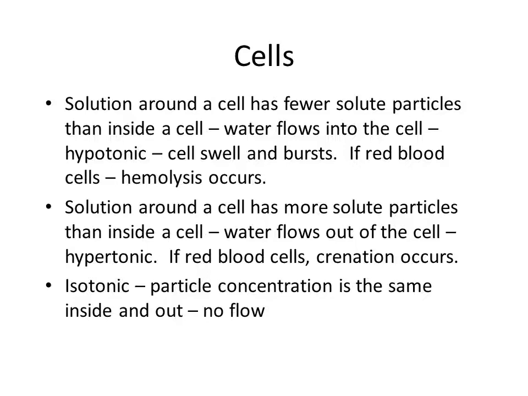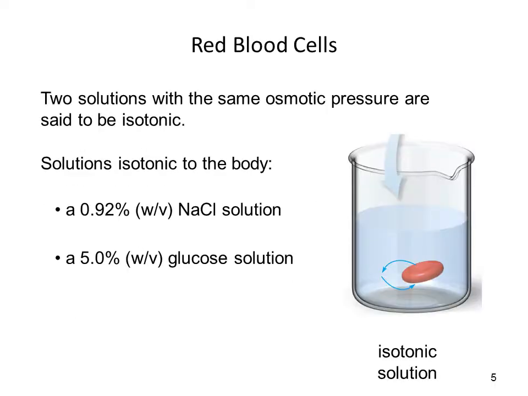If the concentration of the solution inside the cell is the same as the concentration of the solution outside the cell, this is called isotonic. So, solutions that are isotonic to the body are a 0.92% sodium chloride solution or a 5% glucose solution. So when you put body cells, like red blood cells, in those solutions, they neither swell nor shrivel up. And so then the red blood cells would remain healthy.